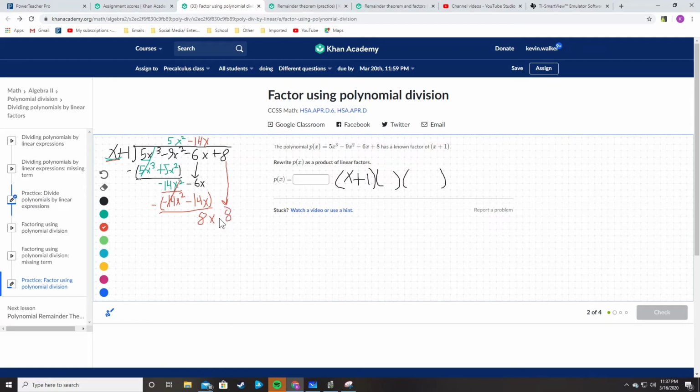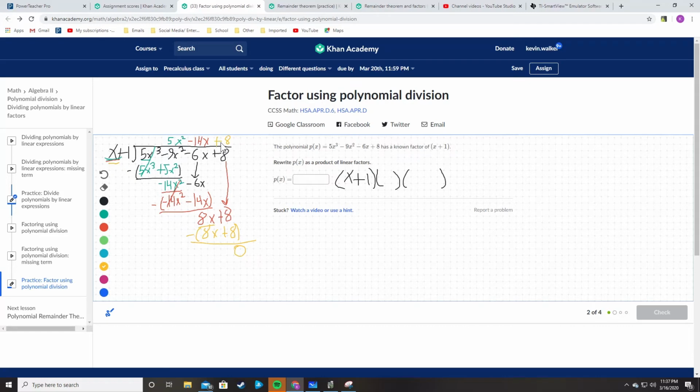Now you could already see here things are kind of lining up for us. So this time we want to get x here to look like 8x. That just simply means that we got to multiply by a positive 8. So that's 8x here plus 8. And then we subtract those. That means that we end up getting a nice remainder of 0.